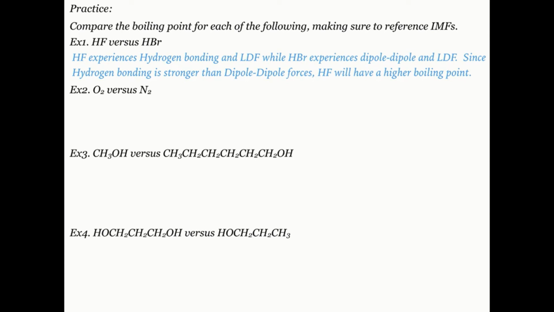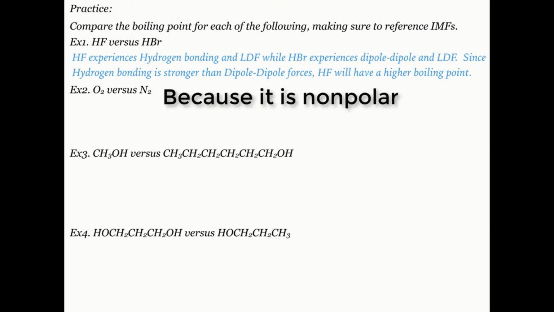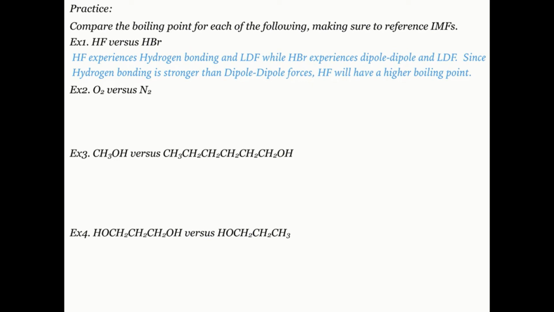Let's compare a potentially more difficult one. So O2 versus N2. O2 experiences LDF, N2 experiences LDF. Well, hold on a second. How can I compare two that have the same intermolecular attraction? Well, if both molecules have London dispersion forces, the way you compare their strength is by looking at their number of electrons. The more electrons a molecule has, the more polarizable it is, meaning if it has more electrons, you're going to have a greater lining up of electrons potentially that could cause a bigger temporary dipole.